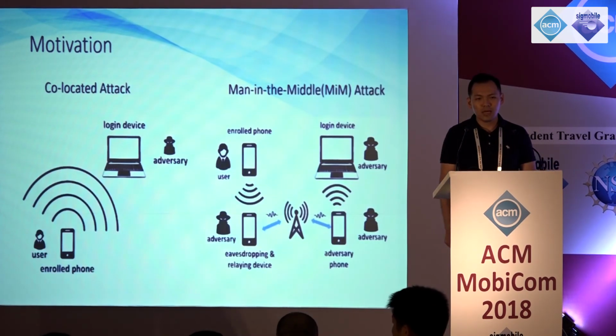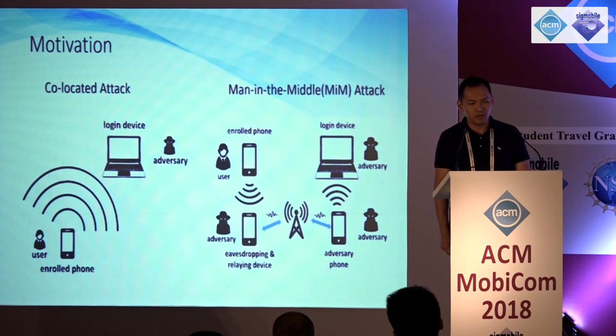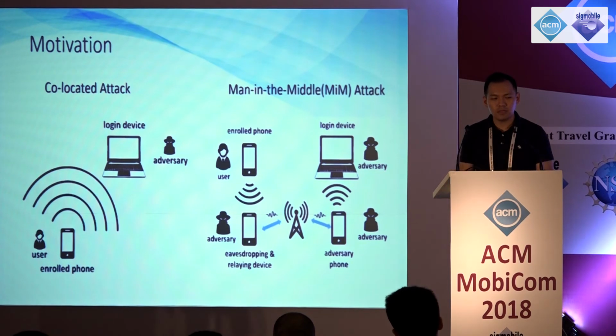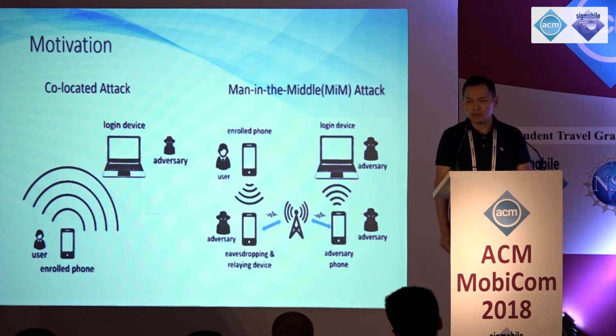There are mainly 2 types of attack that shatter the model: the co-located attack and the man-in-the-middle attack. In the co-located attack, the attacker is around the user, so the attacker's login device can receive the audios generated from the user's cell phone. Man-in-the-middle attack is a remote attack. The attacker can record audios generated from the user's cell phone and relay them through a high-speed channel simultaneously.